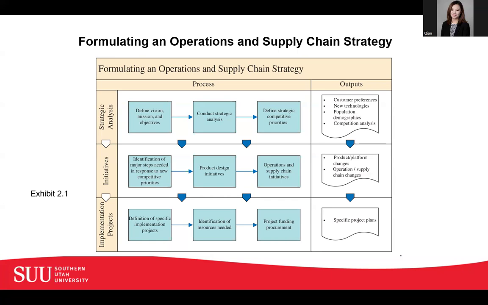Once you figure these two things out, you can move to the third main process, which is the specific projects. You need a more detailed plan about what kinds of resources you need, what kinds of people you may need to hire, which materials you need to buy, and who your best suppliers are. Then you implement those specific project plans. So based on the OSC strategy, we have three main processes: strategic analysis, initiatives, and implementing projects.